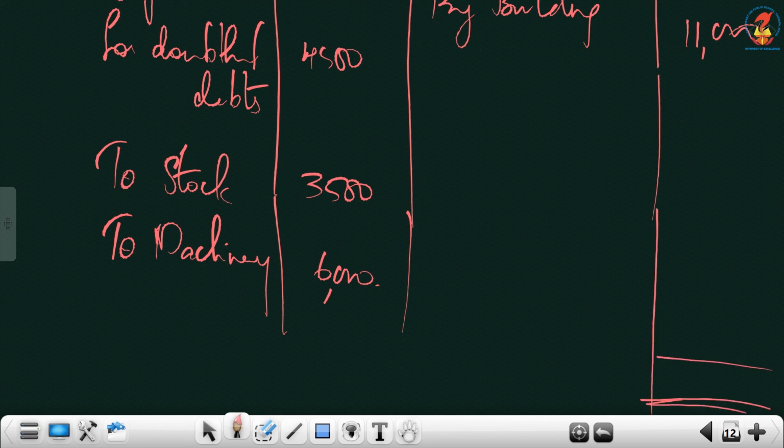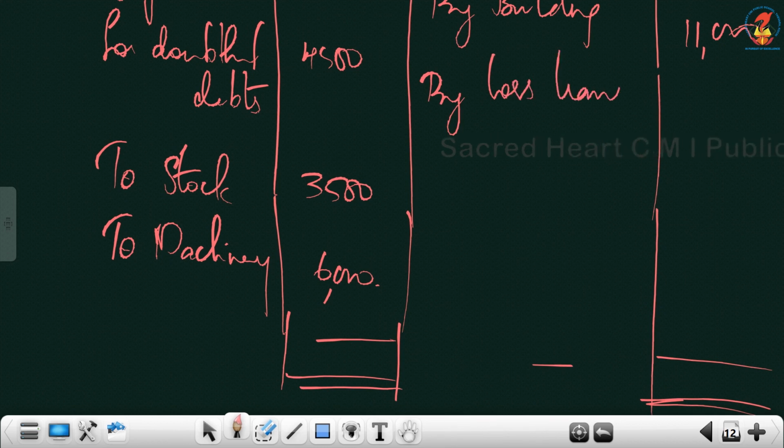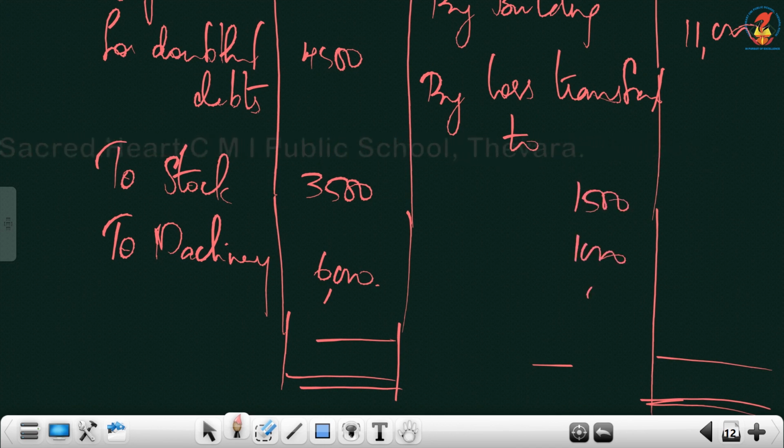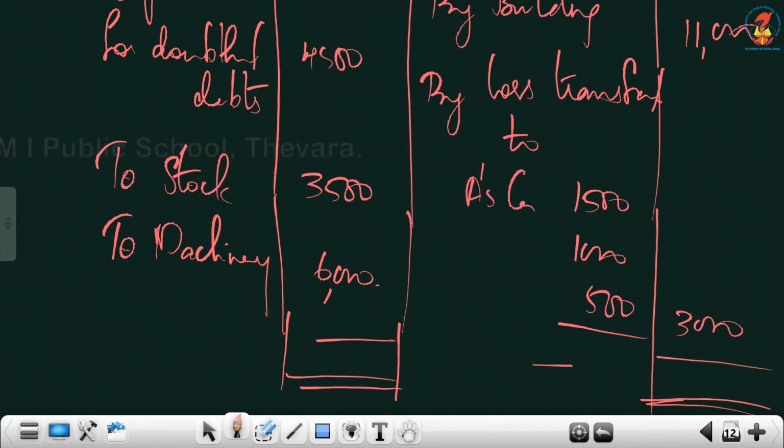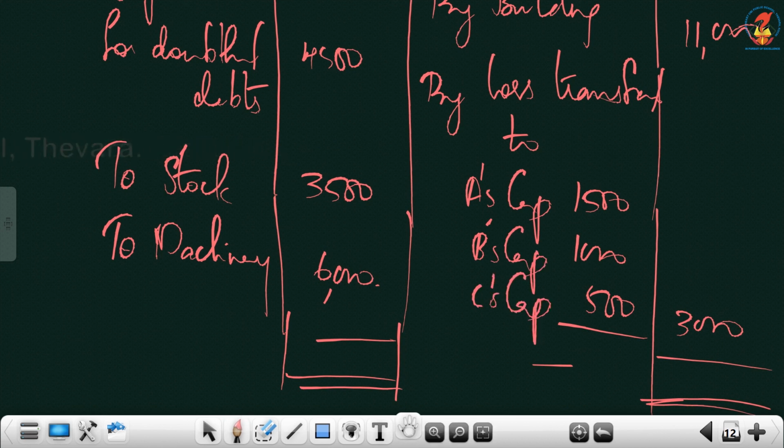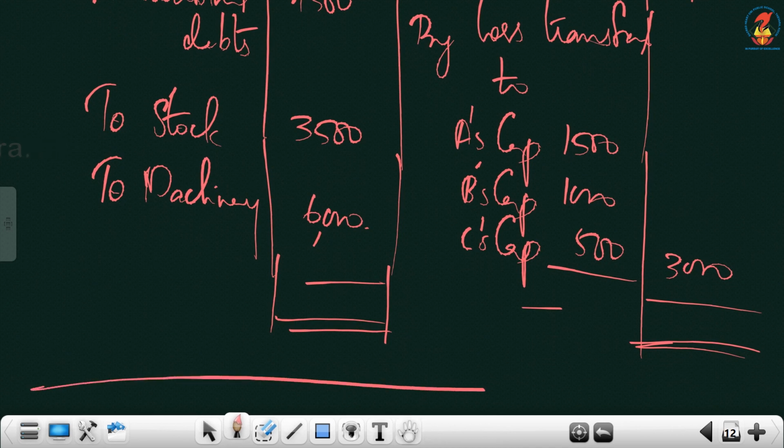Compute the balancing figure and you can just close this. The balancing figure is on the credit side. By loss transferred to all three partners. What are their names that you have to mention? A, B, C: 1,500, 1,000 and 500. 3,000 is the balancing figure. Write the totals also. Here you must write A's capital, B's capital, C's capital. So that is your revaluation.